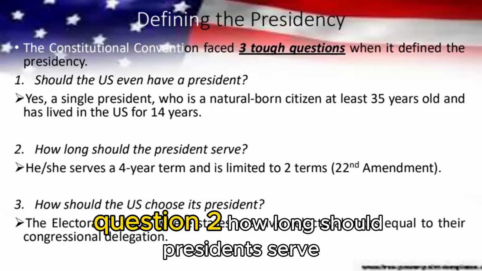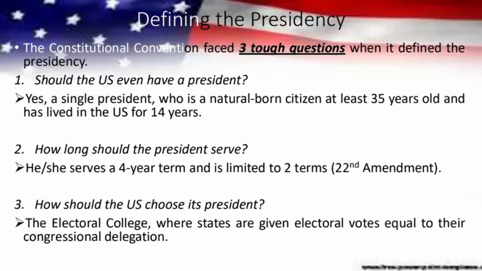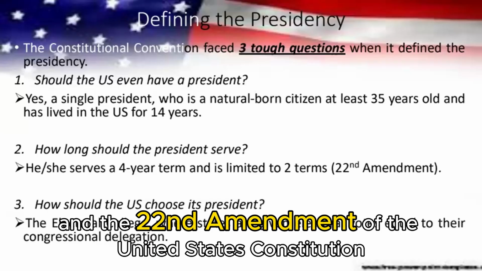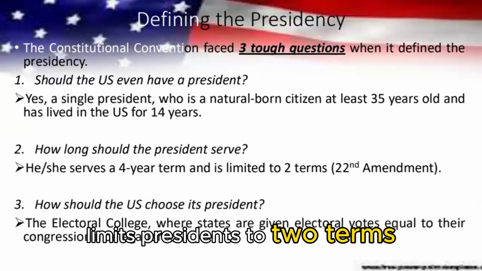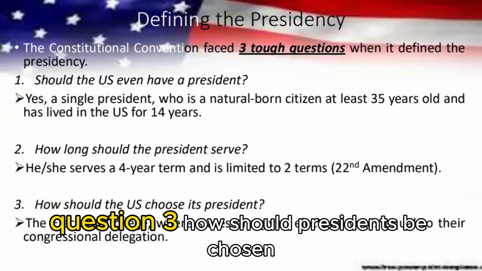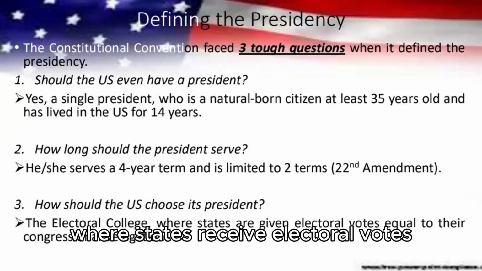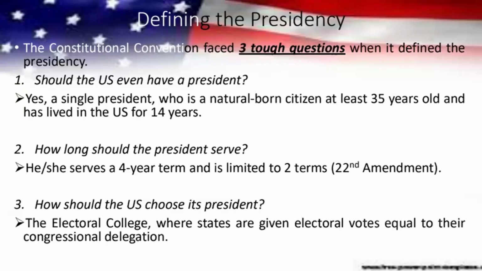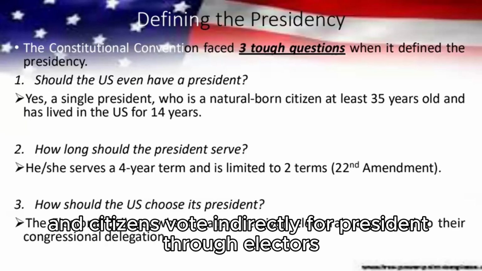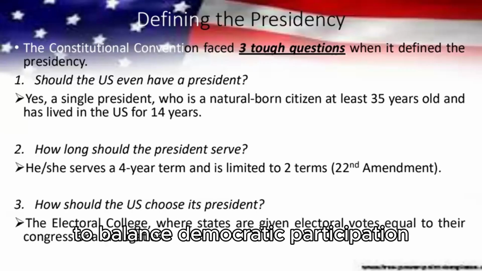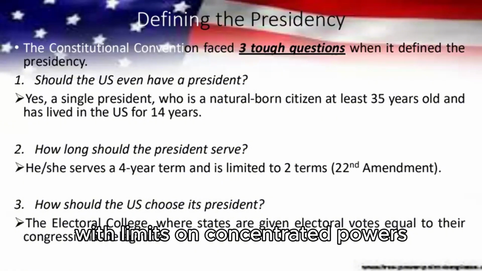Question two, how long should presidents serve? Presidents should serve 4-year terms, and the 22nd Amendment of the United States Constitution limits presidents to 2 terms. Question three, how should presidents be chosen? The Constitution created the Electoral College system, where states receive electoral votes equal to their congressional representation, and citizens vote indirectly for president through electors. So from this, we see that the presidency was designed to balance democratic participation with limits on concentrated powers.